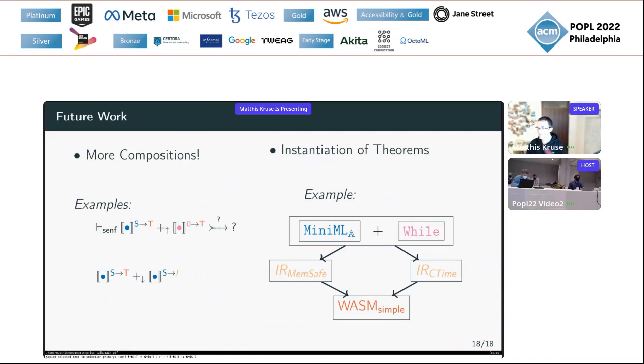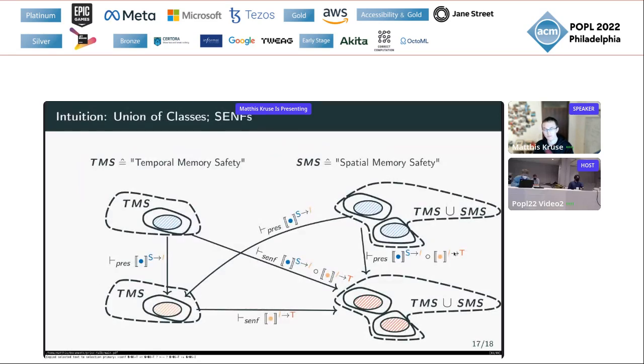Okay. I do have a question about clarification. You mentioned in that previous slide something about preserving both temporal and spatial memory safety. I was a little bit confused because there's a union symbol there. And at some point, you did talk about this union wanting to be an intersection, but I didn't quite get if you want to preserve both or either. So could you clarify that?